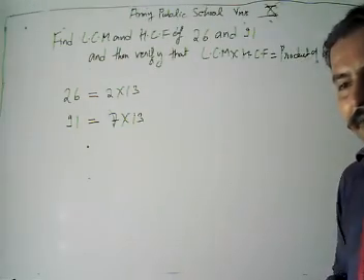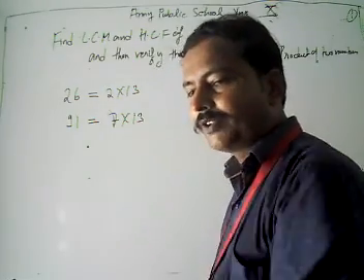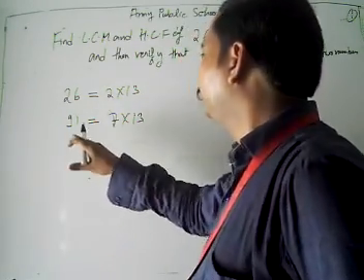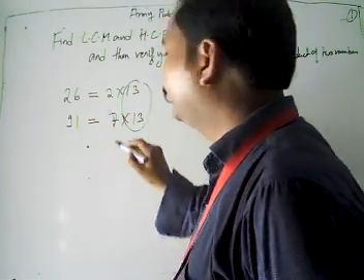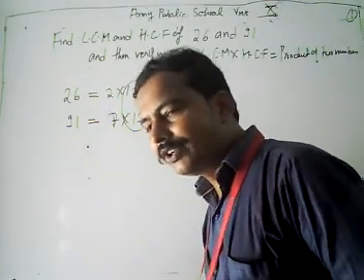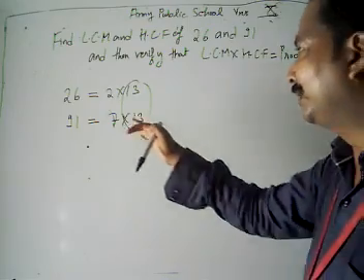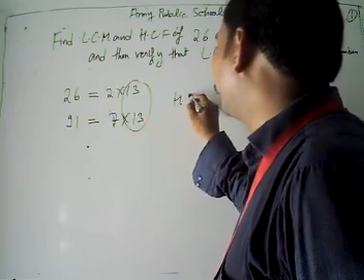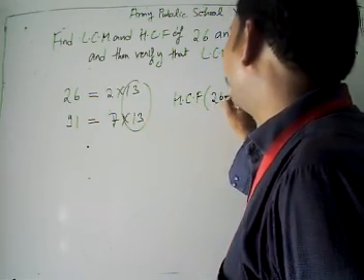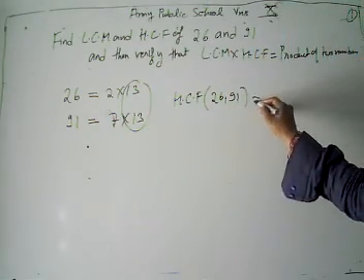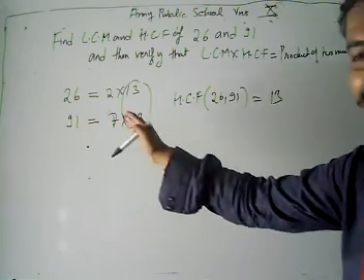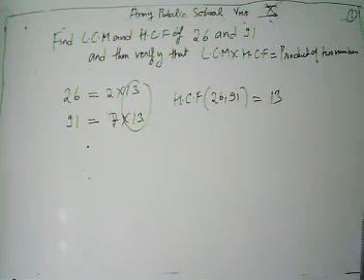Now what is HCF? For HCF we check the lowest power of common prime numbers there. The common number is 13. Only 13 is a common number there. Then the HCF of 26 and 91 is 13, with the lowest power of 13 being 13 to the power 1. So we get the HCF of 26 and 91 as 13.